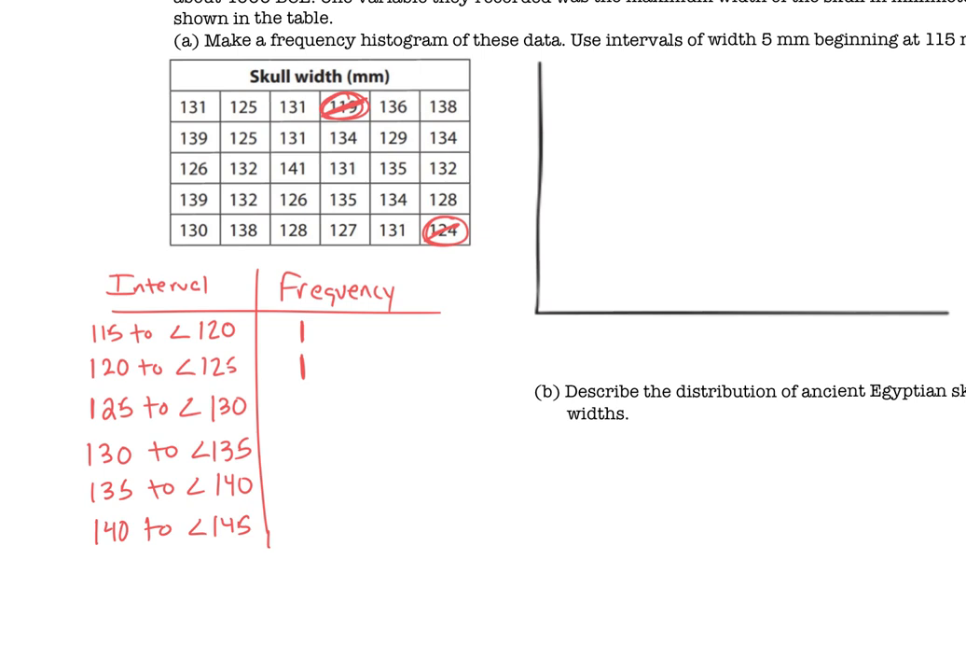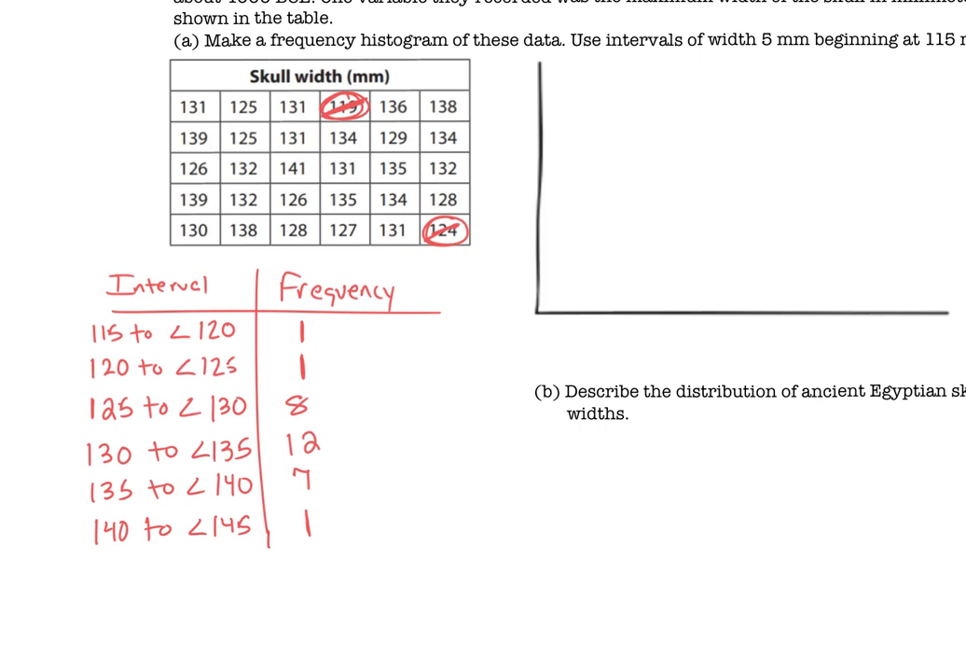So after you counted 125 to 130, you should have come up with 8 points in there. From 130 to just less than 135 should have been 12 points. From 135 to just less than 140, you should have come up with 7 values. And then from 140 to just under 145, you should have come up with 1. Okay, that should be your frequency table here.